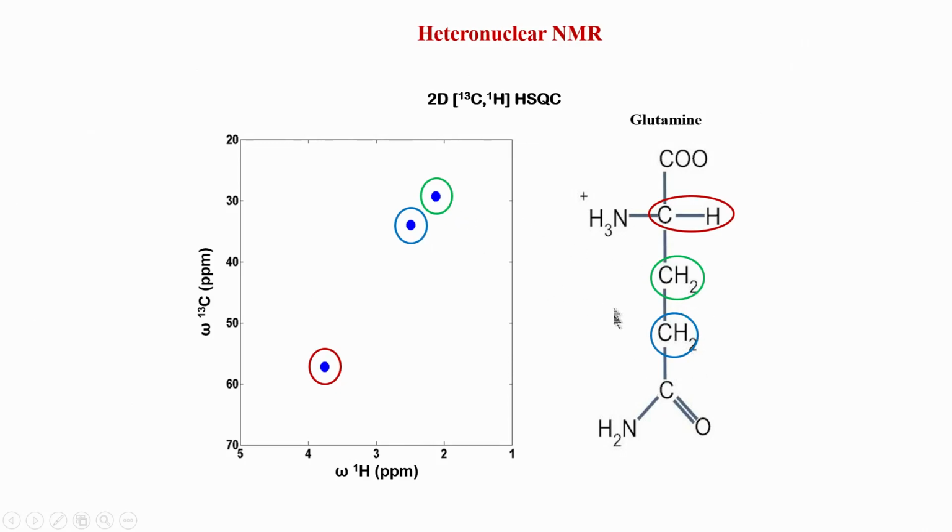So, this is an example of a simple glutamine spectrum. Now, you can see there is no other carbon proton pair left in this system. Carbonyl does not have a proton attached to it, and so on and so forth. So, only 3 peaks are expected in the HSQC spectrum for this molecule.